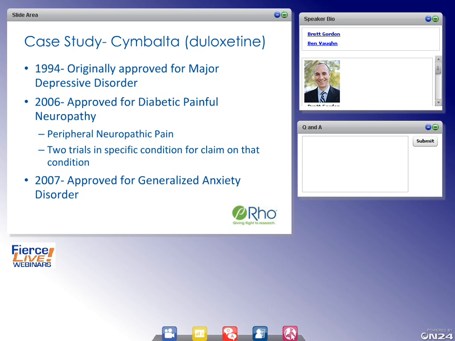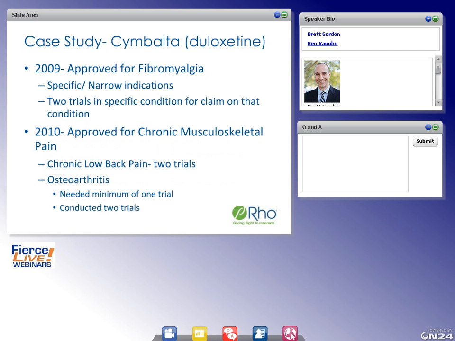2007, they got an indication for generalized anxiety disorder, which has nothing to do with this guidance document. But again, just wanted to point that out. And then in 2009, they got approval for fibromyalgia. Again, that was another narrow or specific indication, and there were 2 trials that were used, or at least 2 trials that were used to support that particular claim.